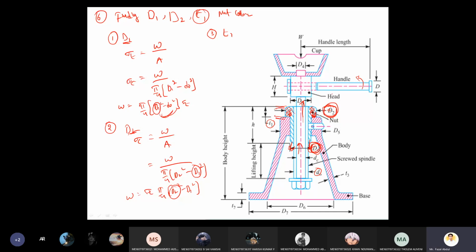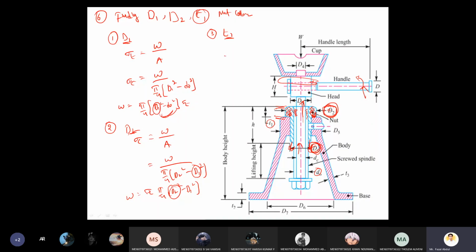So while we are applying the force here, this spindle is going to rotate, right? So due to the rotary motion, contact takes place between the nut and screw threaded portions, and due to that rotation, the threads are going to be subjected to shear. Try to understand here. Threads are subjected to shear due to metal to metal contact while it is rotating, right? So shear stress is going to be involved.